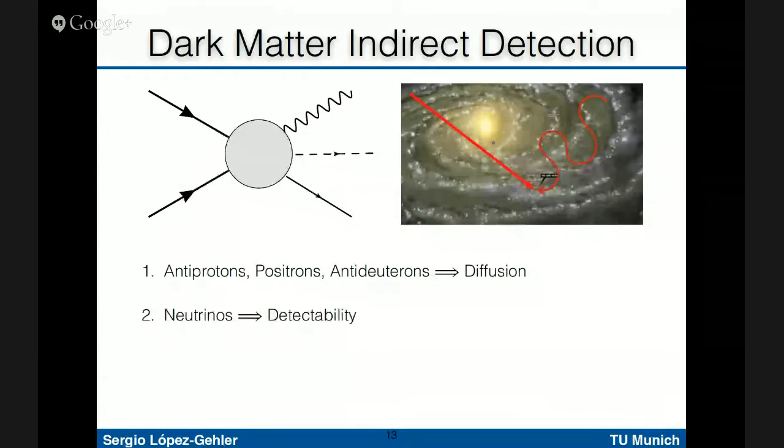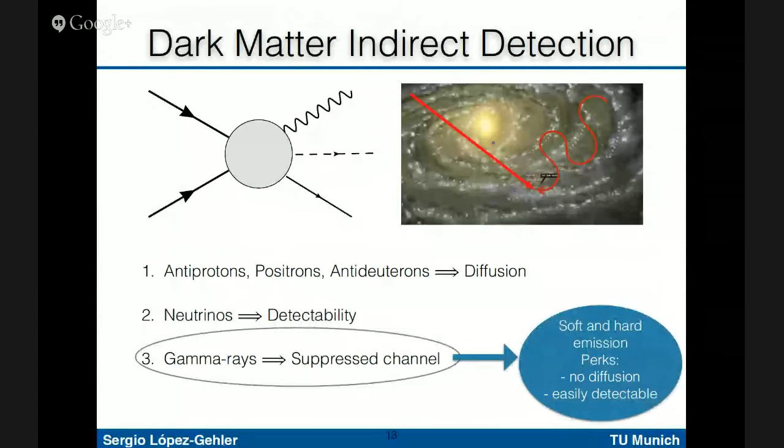Then we have the possibility of detecting neutrinos. Neutrinos are not charged; they travel in a straight path, but they have the issue of detectability. Detecting neutrinos, as a lot of people know, is not an easy task. In the end, detecting none of these particles is an easy task, but neutrinos present a special challenge to experimental physicists. And then we have the gamma rays, which have the downside that gamma rays are a suppressed channel in a dark matter annihilation, since dark matter is not charged. However, they have some perks. They don't diffuse, and they're easily detectable. And they can be emitted, depending on the dark matter model, in either a soft or a hard spectrum.